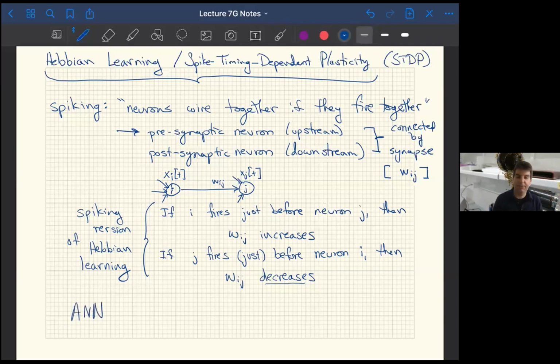So not a spiking neural network, but our normal ANN. Well, then we can come up with something that looks like a gradient approach.